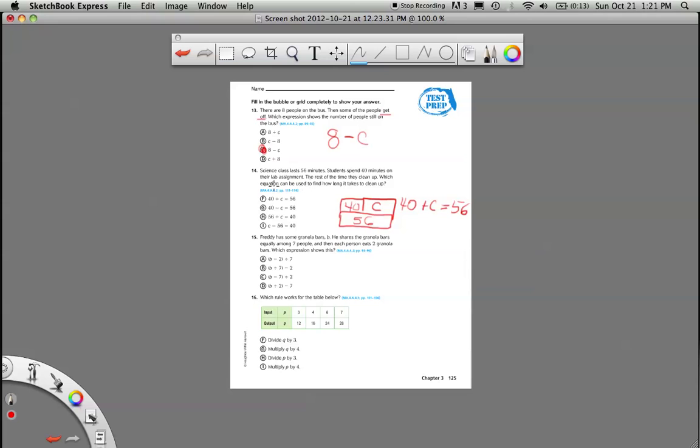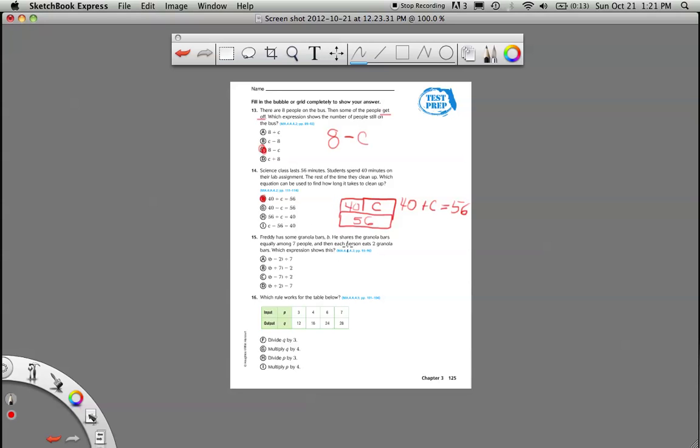So, which equation can be used to find how long it takes to clean up? Well, here we've got our model, here we've got our equation. I just have to match that over here, and it's going to be F. 40 plus C equals 56.